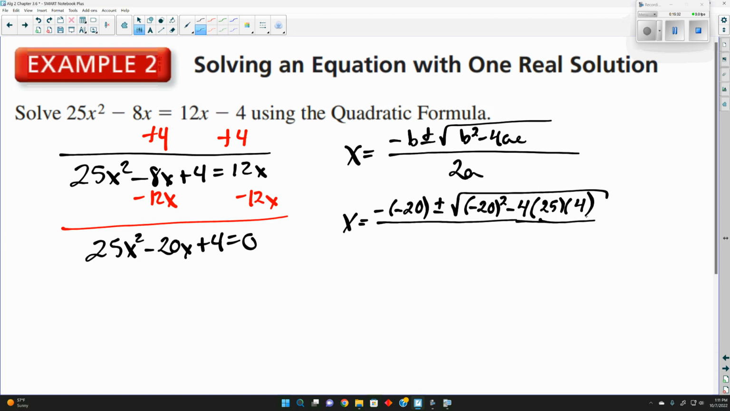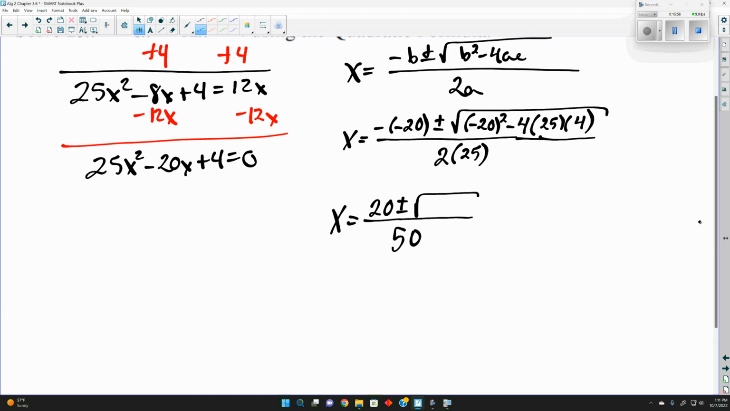The denominator, 2 times a, so this is going to be 2 times 25. I would simplify that to 50. Because multiplying by 2, applying a negative, those aren't bad. I can do those in the same step that I plug them in. Because here, this would be 20 plus or minus over 50. Now at this point here, we would plug in parentheses, negative 20, close parentheses, squared, minus 4 times 25 times 4. And if we type that in, we get 0.